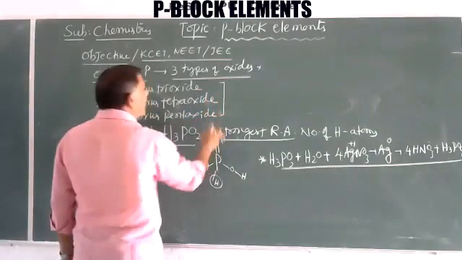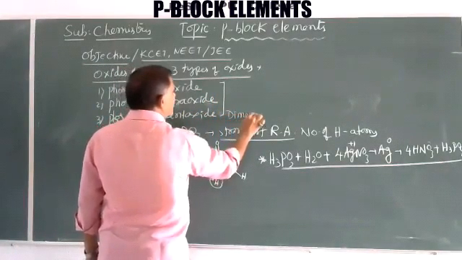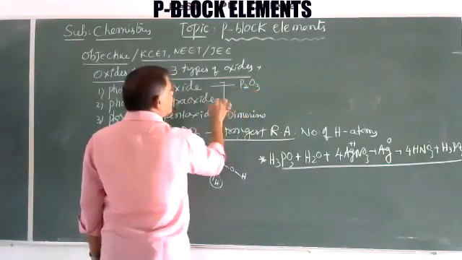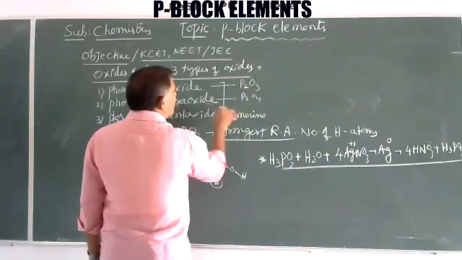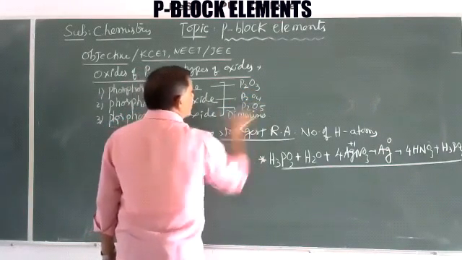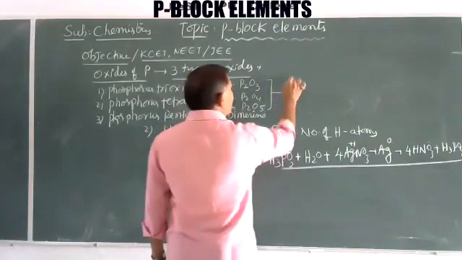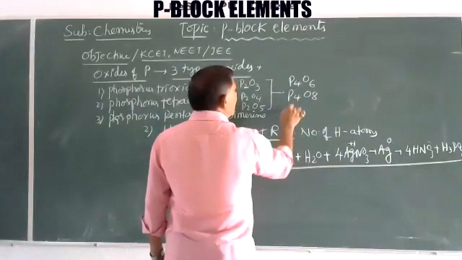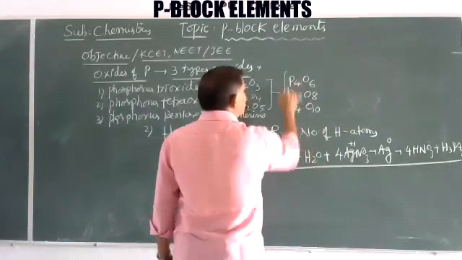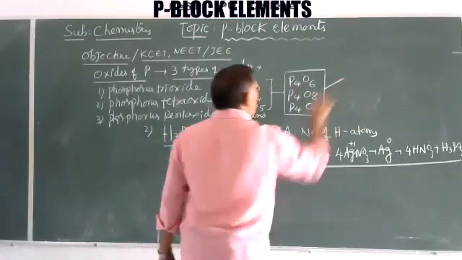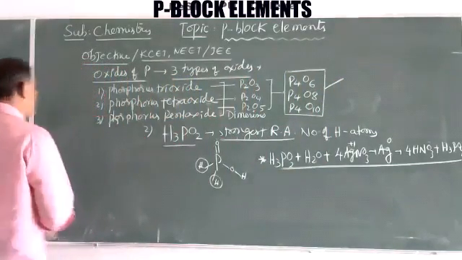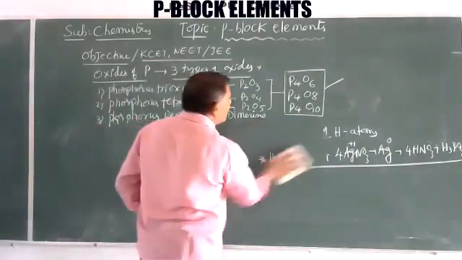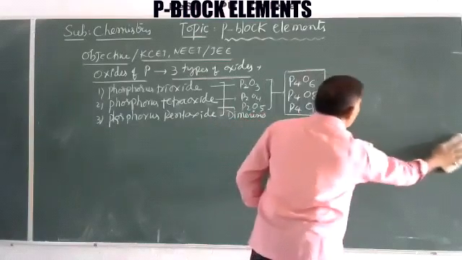These oxides dimerize. The trioxide formula is P2O3, the tetroxide is P2O4, and the pentoxide is P2O5. Dimerizing means they give P4O6, P4O8, and P4O10. These are the 3 important oxides of phosphorus. Among these three, I'll give a clue about the trioxide and pentoxide. They are very, very important.